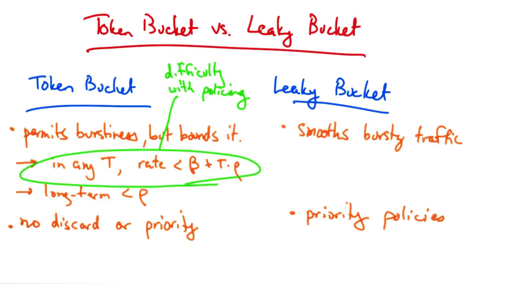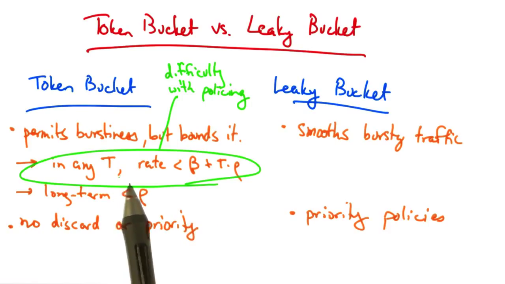One of the limitations of token buckets is the fact that in any traffic interval of length t, the flow can send beta plus t times rho tokens of data. If a network tries to police the flows by simply measuring their traffic over intervals of length t, the flow can cheat by sending this amount of data in each interval.